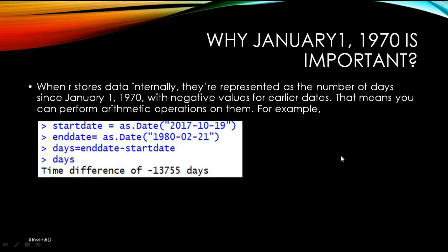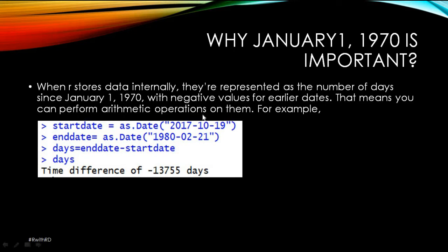And you have to remember why January 1, 1970 is important. First, January 1970 is important because when R stores dates internally, they are represented as the number of days since January 1st 1970, with negative values for earlier dates. That means you can perform arithmetic operations on them. So the threshold is 1st January 1970.